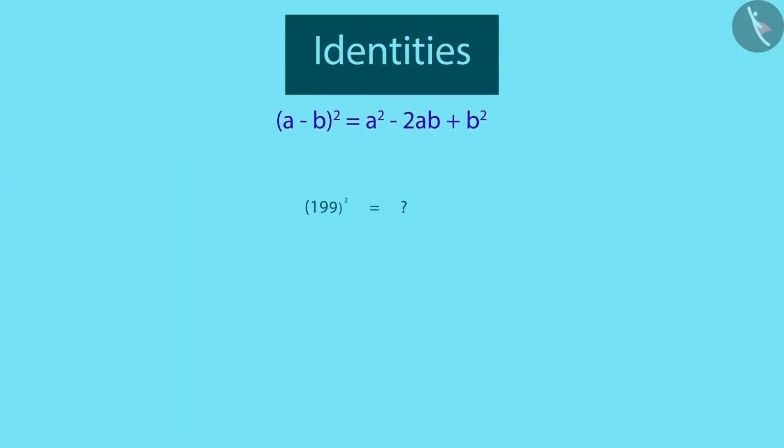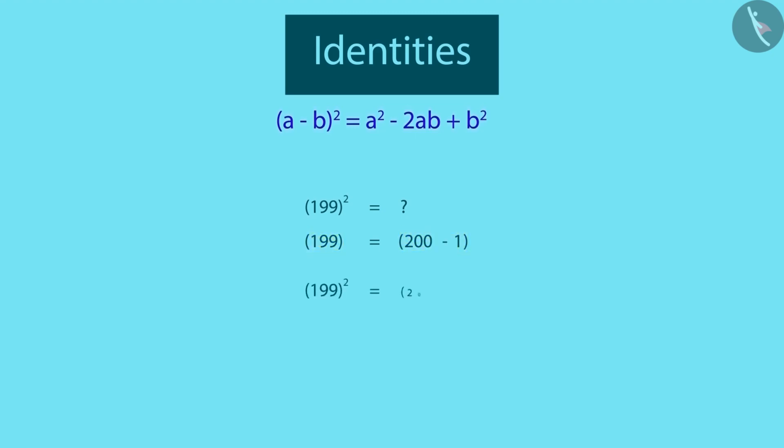Let's say you have to find the square of a large number like 199. Multiplying 199 with 199 is time-consuming. Let's see how this identity will make it easier. First, let us try to represent this number with the help of two simple numbers. Can you tell what those two numbers would be? They would be 200 and 1. So, 199 can be written as 200 minus 1.